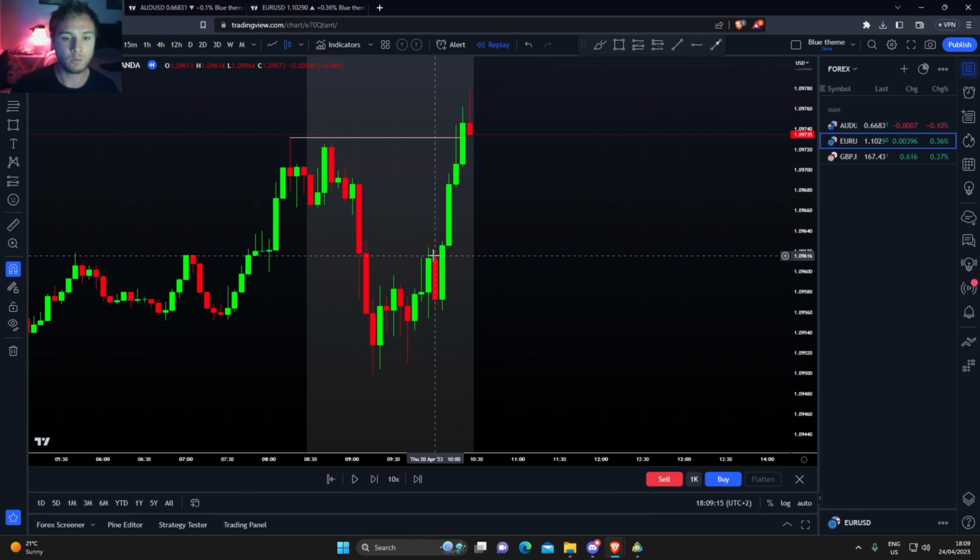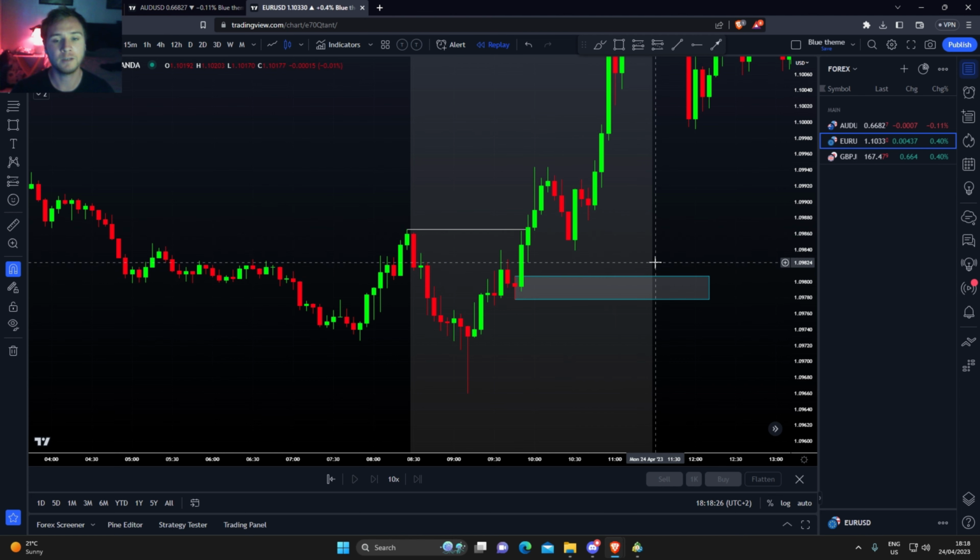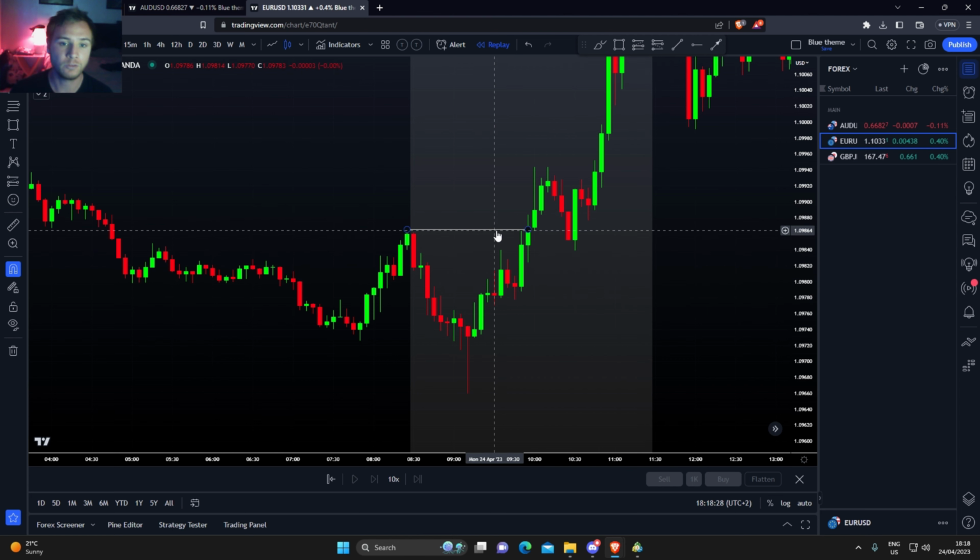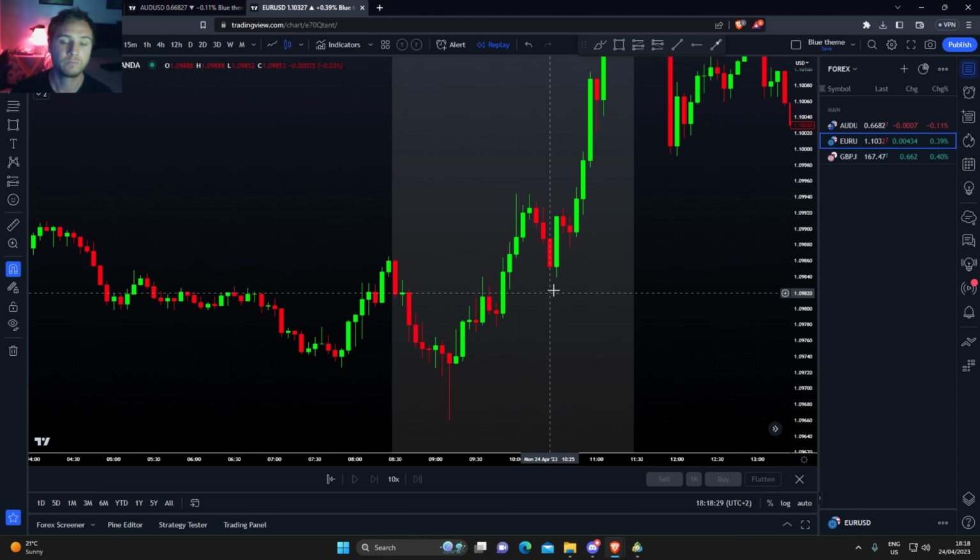Perfect. I was waiting for price to come back. I was like, okay, I'm getting ready. It never came back, right? This candle right here never came back. All right? So we took off the zone because this happened.